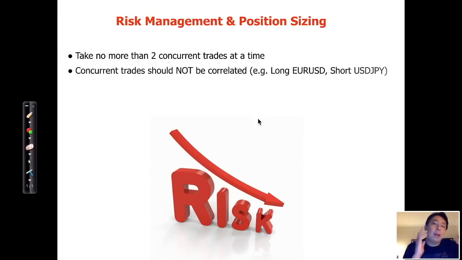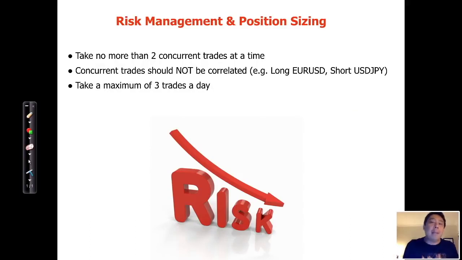And if I am taking 2 trades at the same time, they cannot be correlated. What do I mean? For example, if I go long Euro USD, what does it mean? It means I'm bullish on the euro and bearish on the dollar. And if I take another trade and I'm shorting the dollar yen, which means now I'm bearish on the dollar, okay, I'm bullish on the yen. You know, both trades are correlated, because over here I'm bearish on the dollar, right? And I'm also bearish on the dollar. So if the dollar goes up, both trades will lose. That's not a good idea, right?